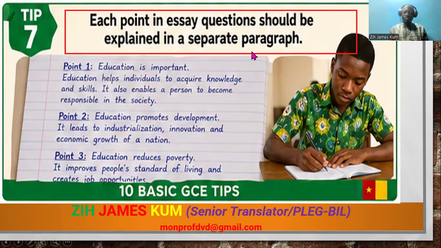So then that leads us to point 7, which is each point in essay questions should be explained in a separate paragraph. So in the case of the annexation of Cameroon, of course, the introduction will be a paragraph. The first point, that's the reason for the annexation, will be paragraph 2 and so on and so forth. So altogether, you need to have up to 6 paragraphs if you have 5 reasons for the annexation of Cameroon. If you have 5 reasons why Cameroon was annexed, you have to add the introduction and the conclusion, which will be 7 paragraphs.